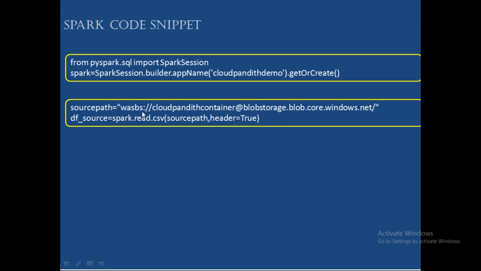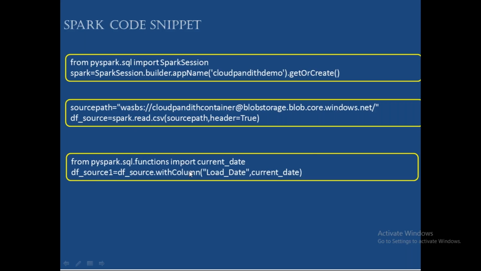How do you read? We just formed the source URL, right? So in this container, I want to read the data. So source path. In this container, I uploaded a CSV file. Let's imagine I want to read it. How do you read? By using this Spark session, spark.read.csv from this particular path, header equal to true. This will give me df_source. I read the data. I want to do a small transformation.